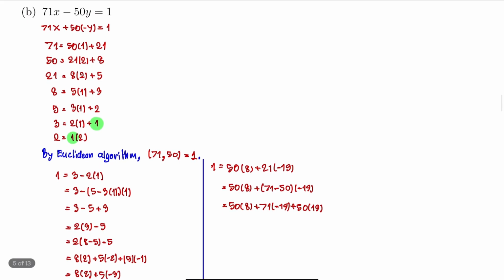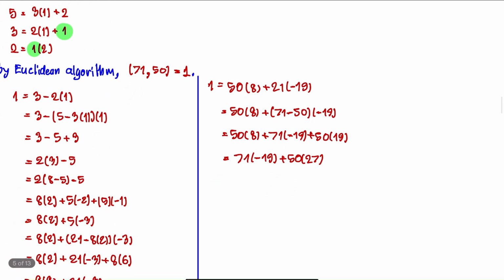And then we add the 50s, right? Okay. Now we have 50 and 71. So we have 71 times minus 19 plus 50 times 27. Let's make sure that the sum of these two numbers turns out to be 1. So let's calculate: 71 times minus 19 plus 50 times 27.